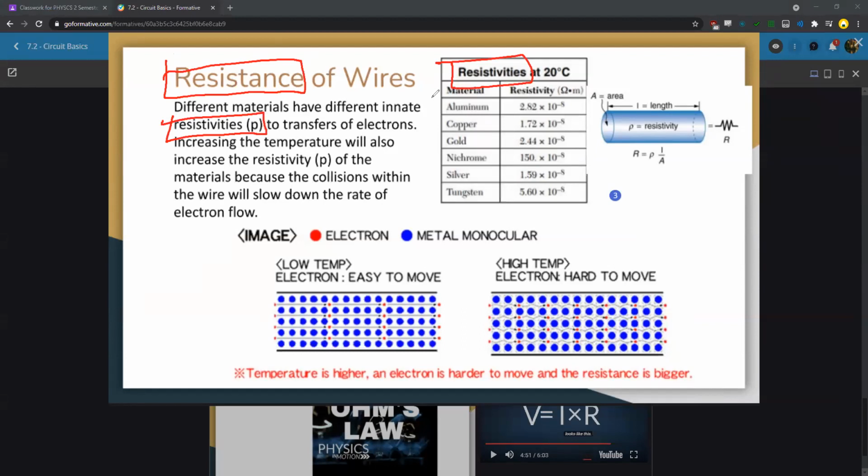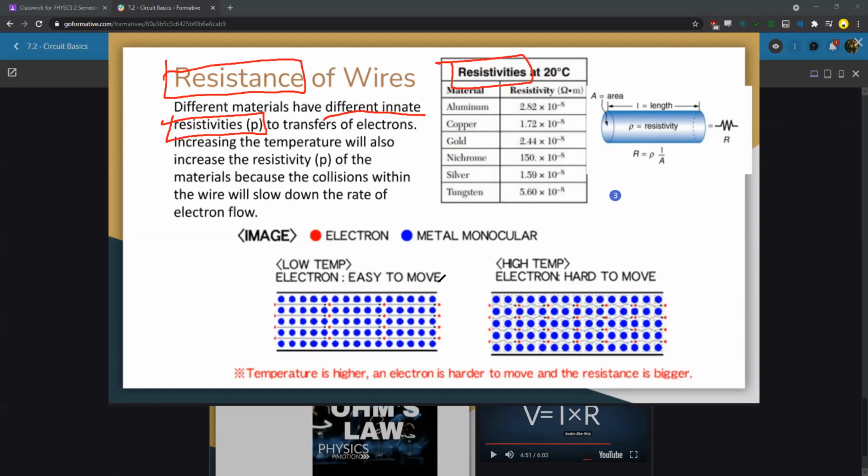Resistivity is basically a measure of the material's innate resistance to transfer electrons. Every material can transfer electrons with different resistances. So that's really the difference. Resistance is of the whole wire in general, but resistivity is only the material.